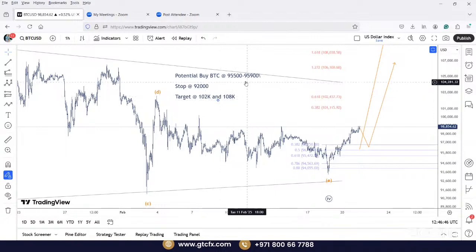BTC is a buy signal potentially from 95,500 to 96,900. It's a typo here, it's not 95,900, it's 96,900. Potential stop loss around 93 and upside targets around 102 and 108K.